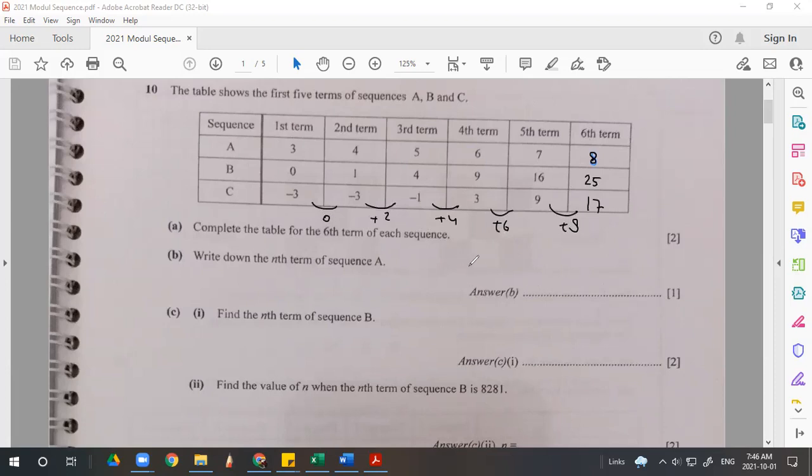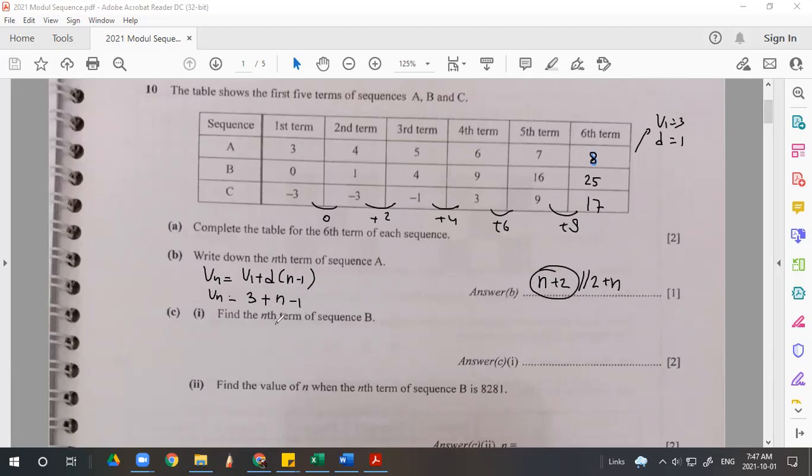Okay, so write down the nth term of sequence A. For sequence A, this is U1 equals 3, d equals 1, right? So Un equals U1 plus d bracket n subtract 1. So Un equals 3 plus n subtract 1. So 2 plus n, right? Just simplify, n plus 2 or 2 plus n, up to you. It depends on which one you want to put first. But in my opinion, I recommend you put the unknown first.